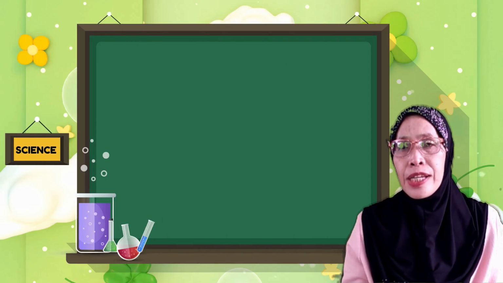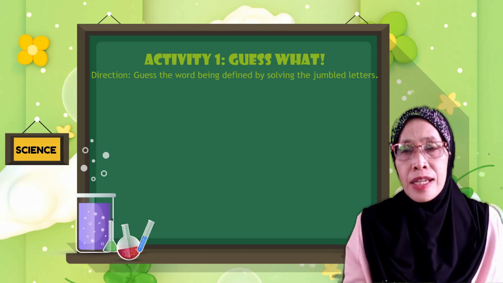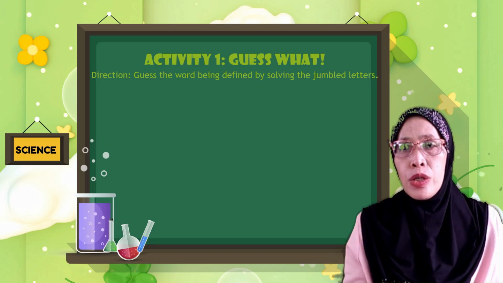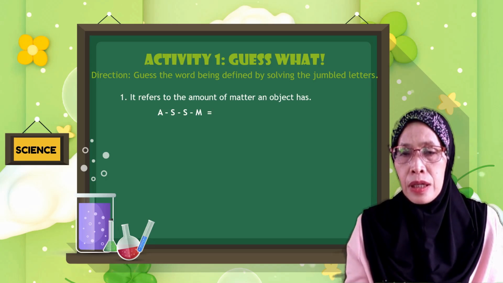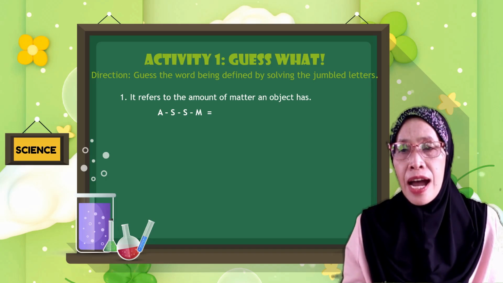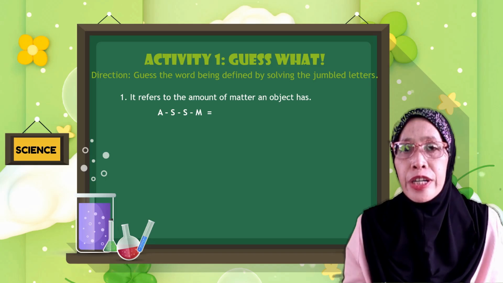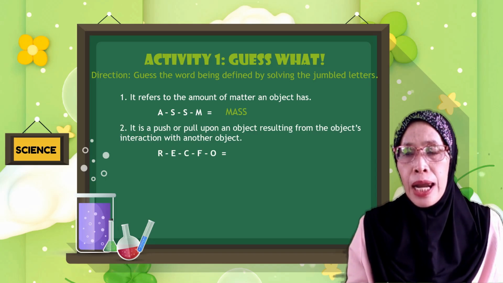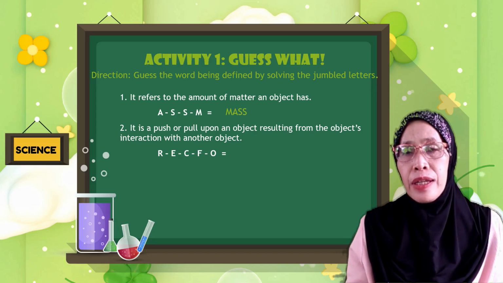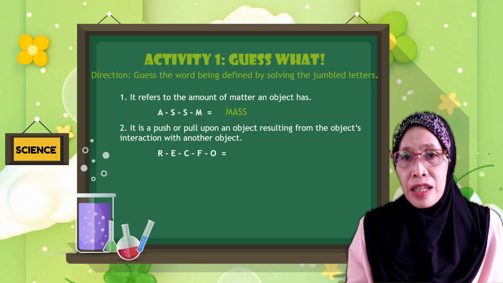Now, to start our lesson, let us try some activities first. Activity 1. Guess what? In this activity, you just have to guess the words being defined below by solving the jumbled letters. For number 1, this refers to the amount of matter an object has. What do you think is the answer? You are right. The answer is mass. Number 2, it is a push or pull upon an object resulting from the object's interactions with another object. Guess what? That's right. It is force.